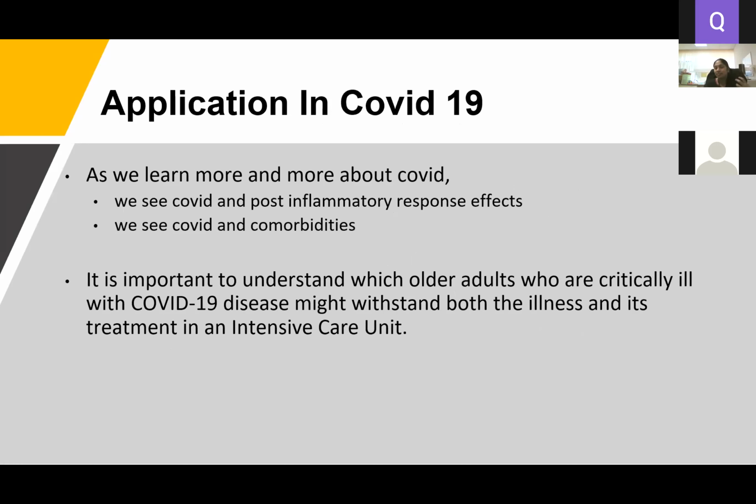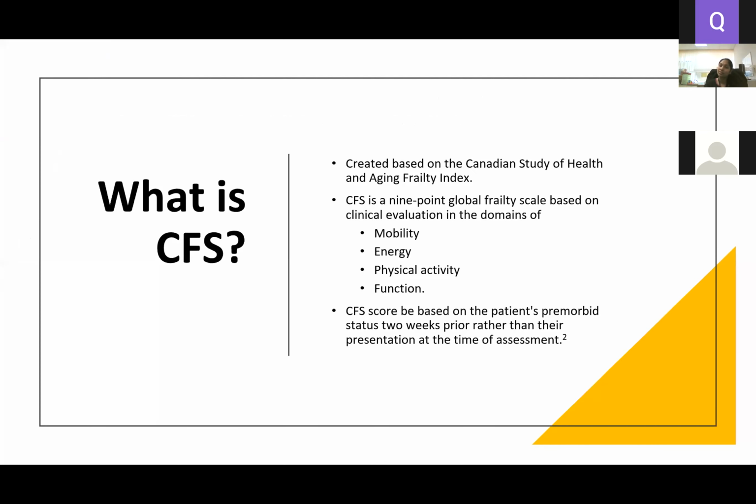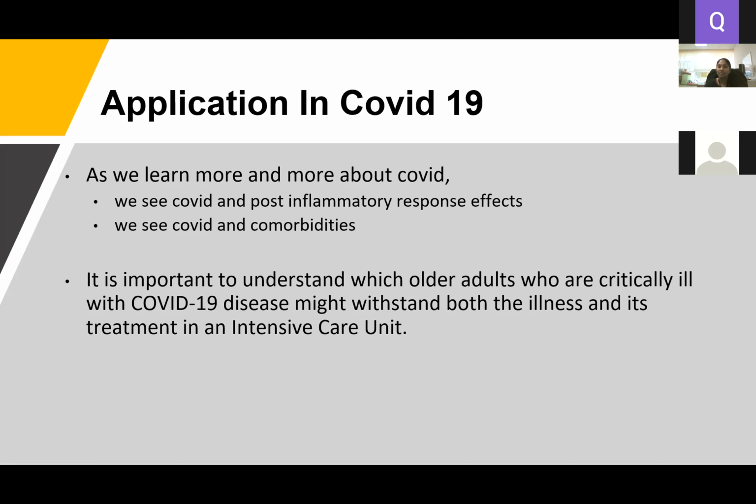And the third factor we have to consider is that this is COVID, right? So we're going to learn new things about COVID and its post-inflammatory response effects. And we did see COVID and its comorbidities, how it affects our management. So it's important for us to understand which older persons critically ill with COVID disease can withstand both the disease and also the treatment and being in ICU, because there are so many parameters here that we have to consider to see who is going to come out of it at the end of the day.